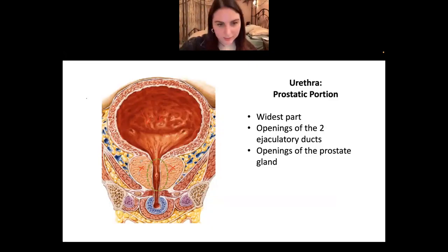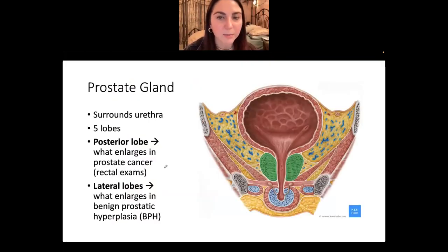And again, this is a cross section, so they cut this down. That's why it looks like there are 2 prostate glands, but it's just one that surrounds it and they just cut it. What's important about this portion is this is where the ejaculatory ducts open. You can see them right there. And the prostate glands, I don't think you can see them, but they also open here as well. So we have the ejaculatory ducts and the prostate gland openings in the prostatic portion.